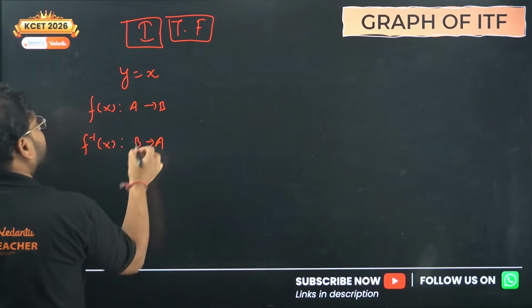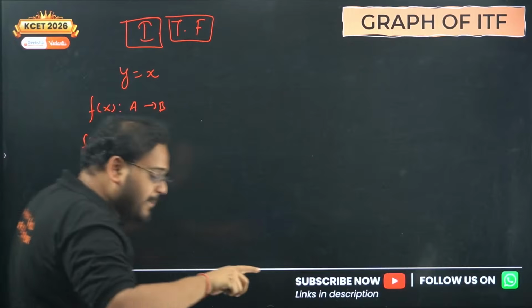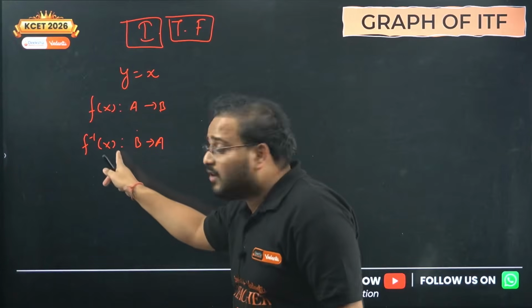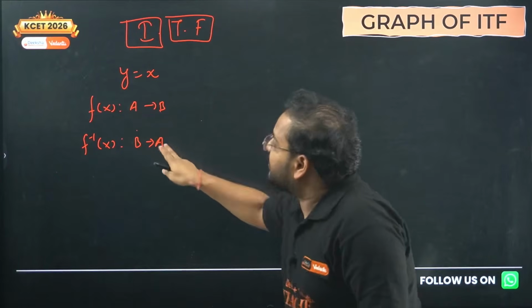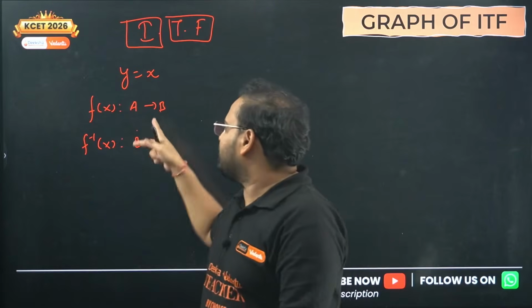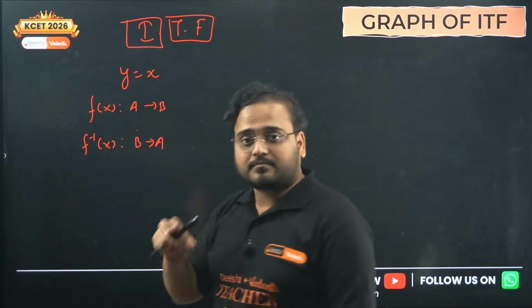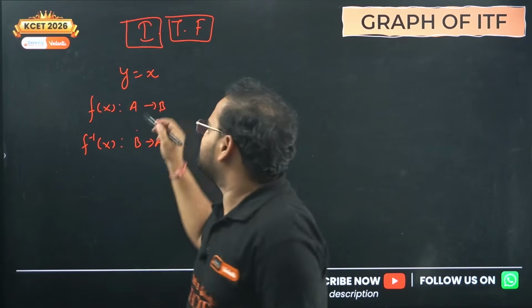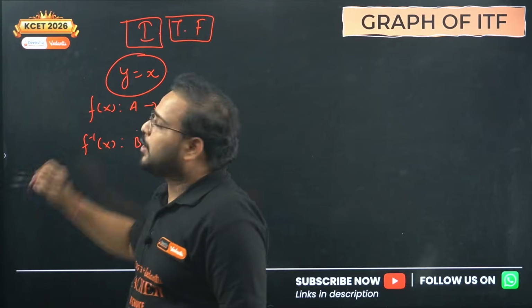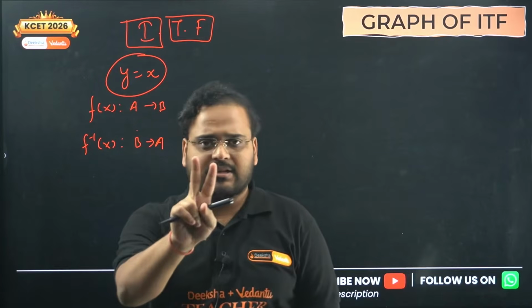Can you see over here carefully? B comes here, meaning B becomes the domain of the inverse function, whereas A becomes the range of the inverse function. So this is how you define inverse, with your algebraic way and graphical way. This is the understanding: mirror image about the y equal to x line. Clear? Two points are clear, no?